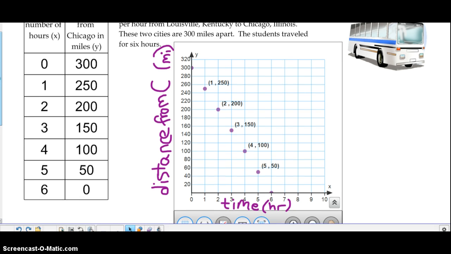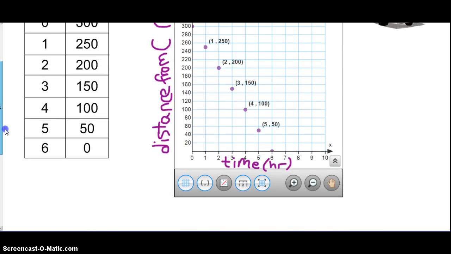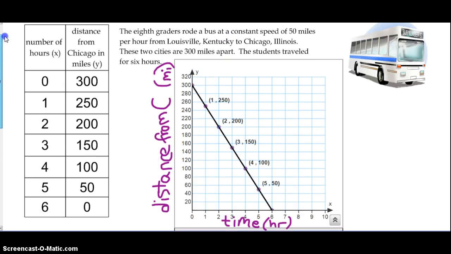Now, I'm going to connect my points, and that will give us a line. As you can see, a constant speed, a constant rate of change gives us a slope. And the slope is negative because the function is decreasing. And so we finished our graph.